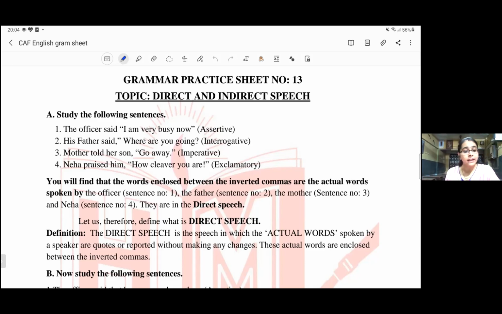Study the following sentences. The officer said, "I am very busy now." This is an assertive sentence. His father said, "Where are you going?" Interrogative sentence. Mother told her son, "Go away." Neha praised him, "How clever you are!" Exclamation.